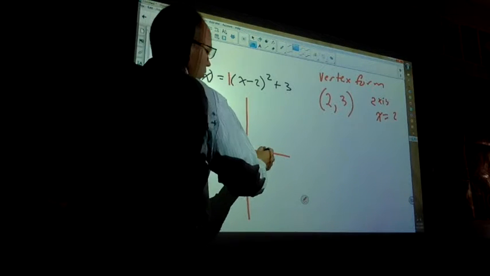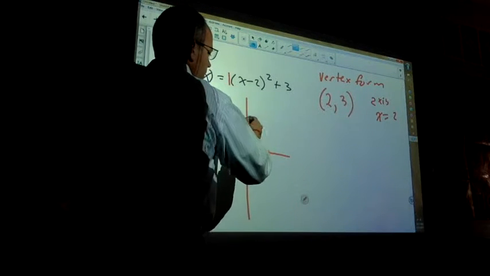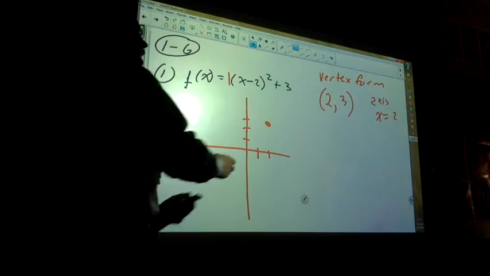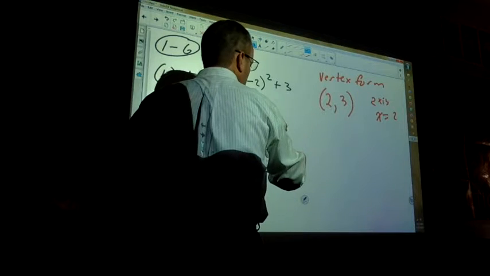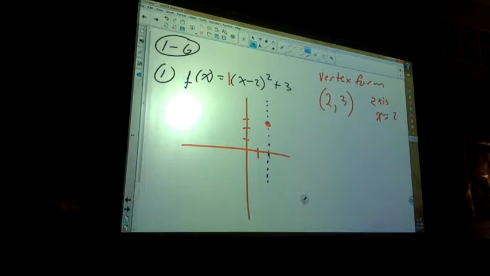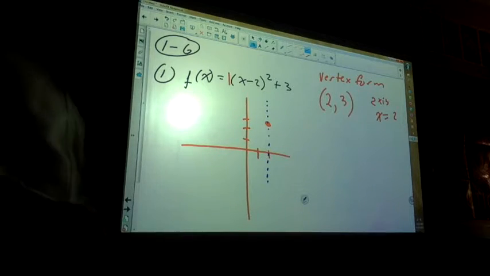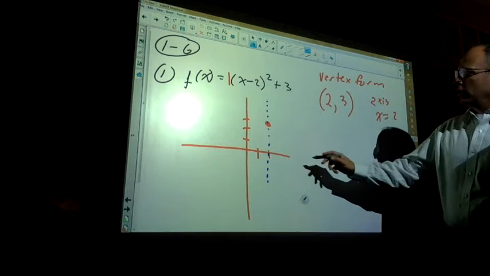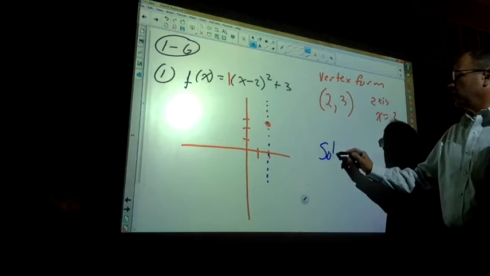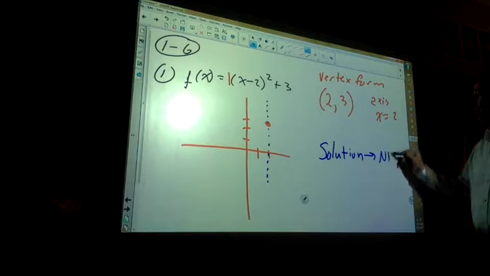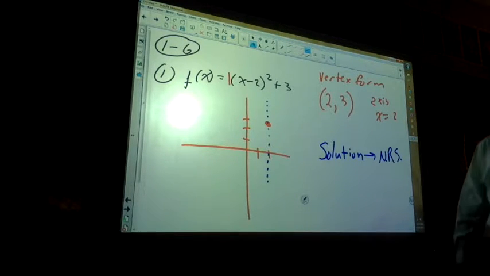So I'm going to plot 2, 3. Does this open up or down? Up. So will this cross the x-axis? No. So what solution? No real solution. So the solutions are no real solution, so NRS, okay? The reason is it's not going to cross the x-axis.